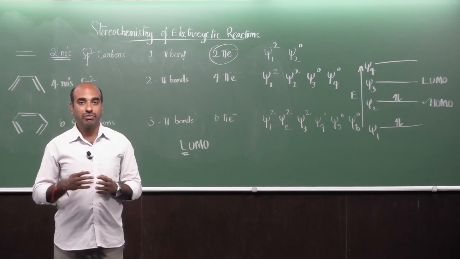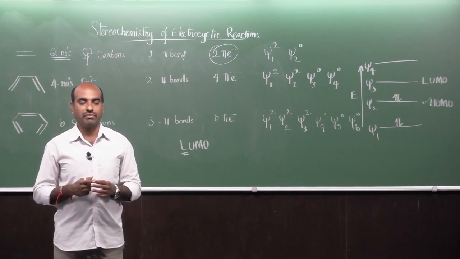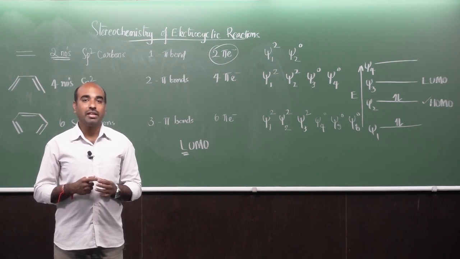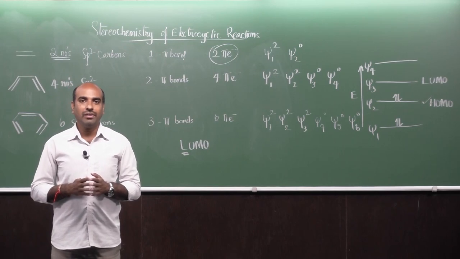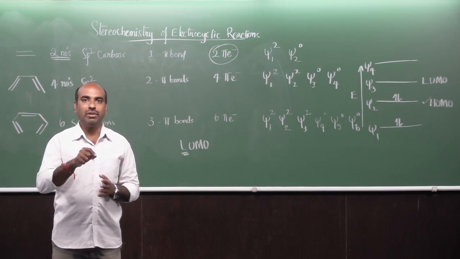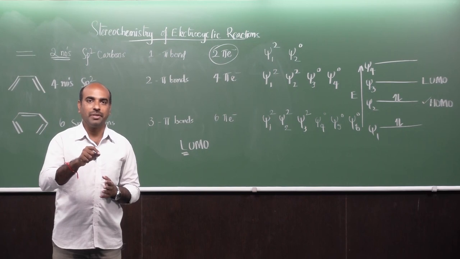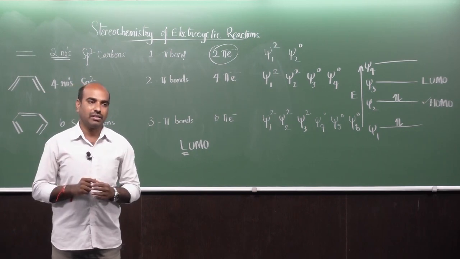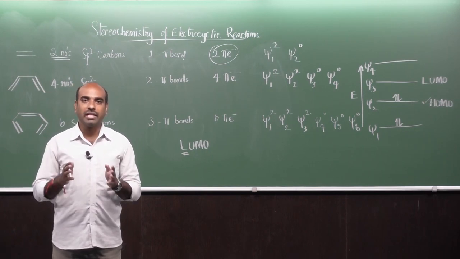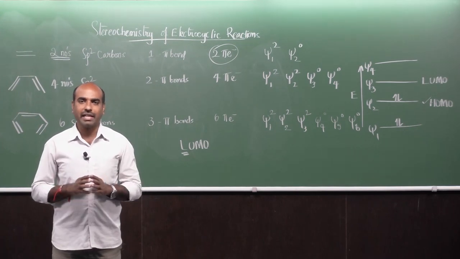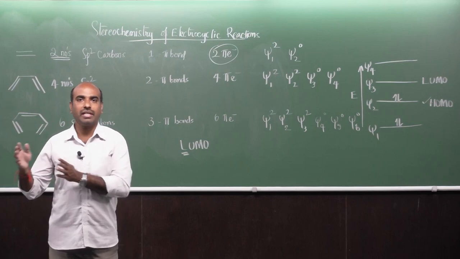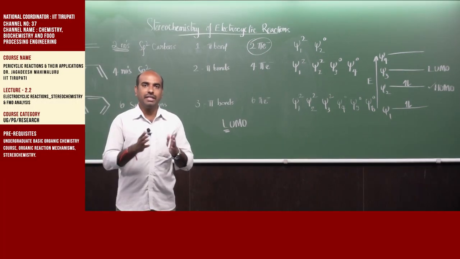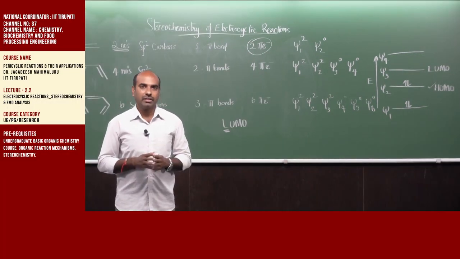Two more conditions which we need to give some importance, of course, right? That is whether the reaction is being carried out in the thermal condition or you are irradiating the molecule with photochemical energy to perform the reaction. That means, the electrocyclic reactions or all the pericyclic reactions can happen in two different conditions: either in the thermal condition or in the photochemical condition, right?